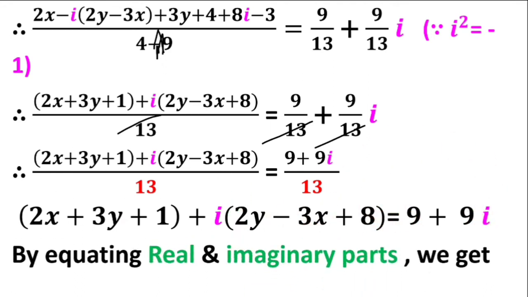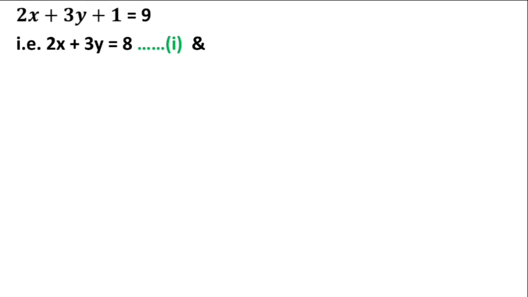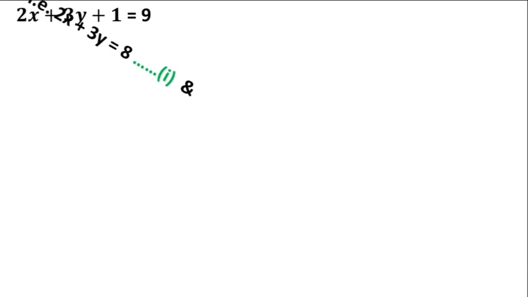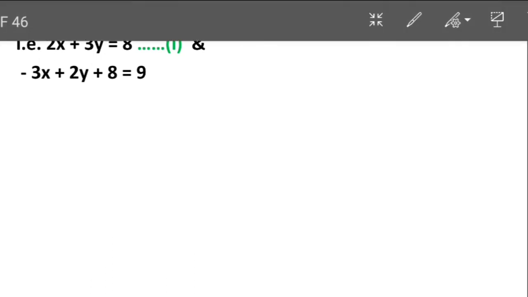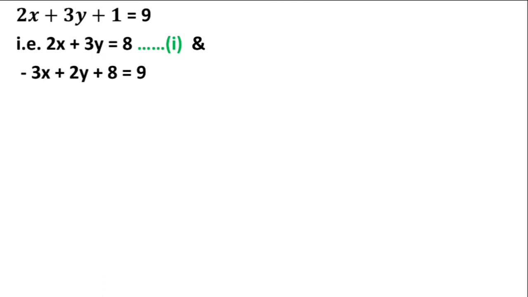So solving both the brackets, 2x plus 3y plus 1 is equal to 9. So this one transferred to the RHS, it becomes 2x plus 3y is equal to 8, that is equation number 1. And second is minus 3x plus 2y plus 8 is equal to 9. So 8 transferred to that side, it becomes 1. So it is nothing but minus 3x plus 2y is equal to 1. That is equation number 2.